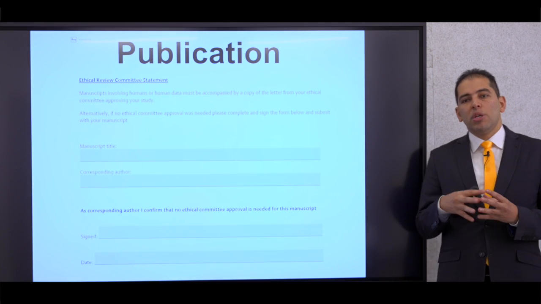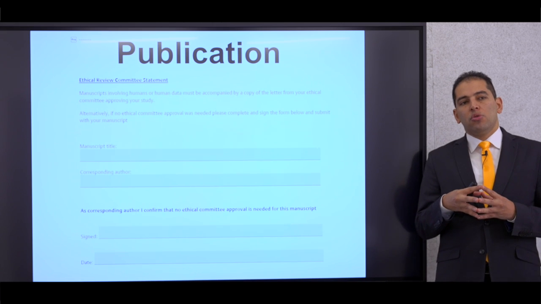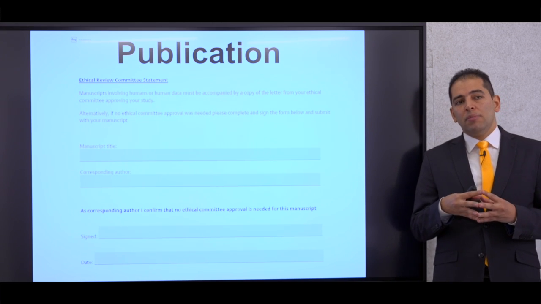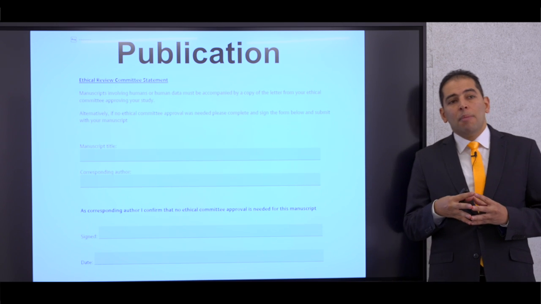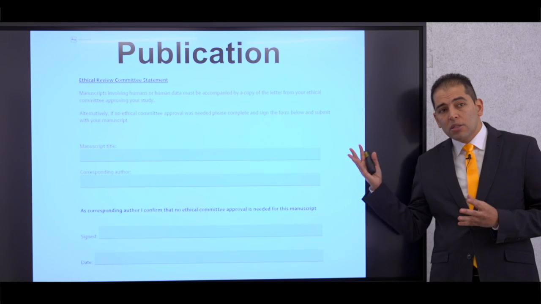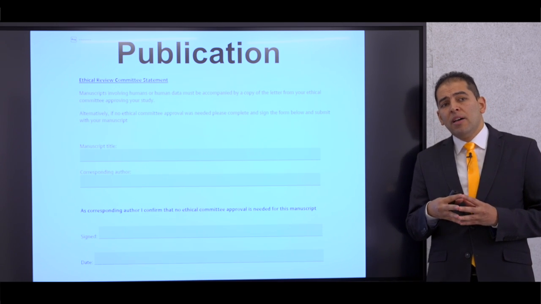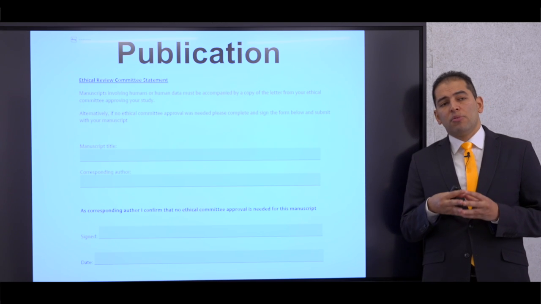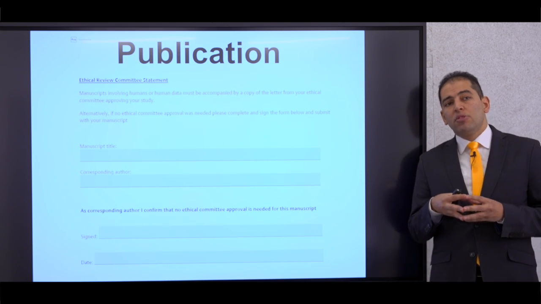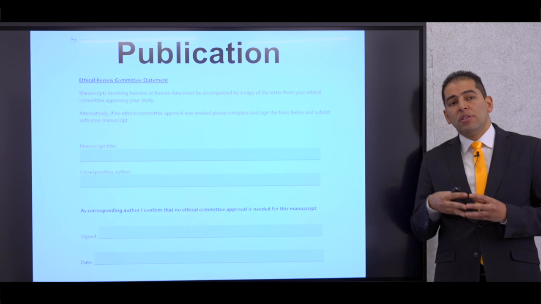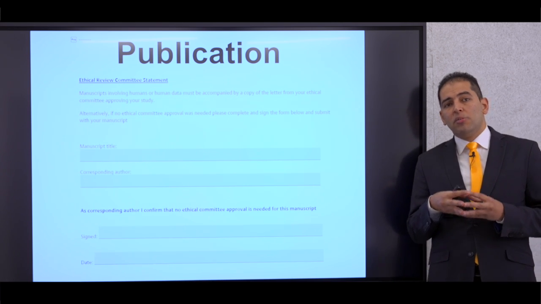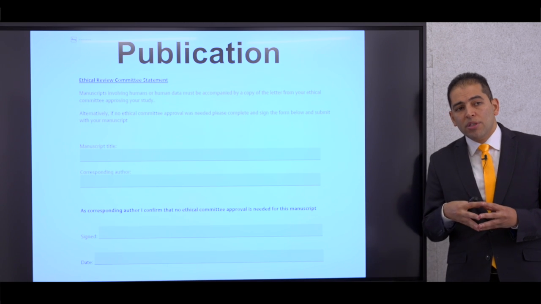This is a form that we always see in most of the journals, that we need to have a kind of statement on the ethical review committee. And here, for example, it's written that manuscripts involving humans or human data must be accompanied by a copy of a letter from your ethical committee approving your study. Alternatively, if no ethical committee approval was needed, please complete and sign the below and submit with your manuscript.